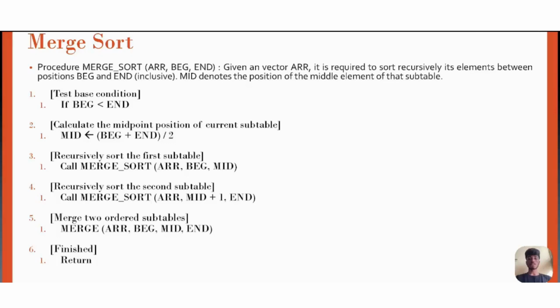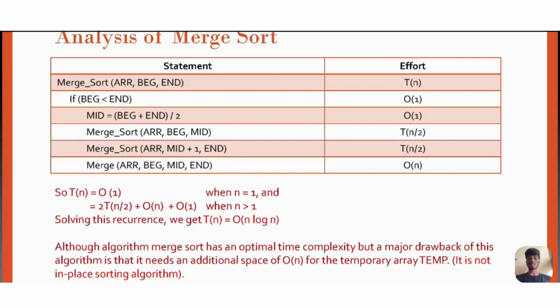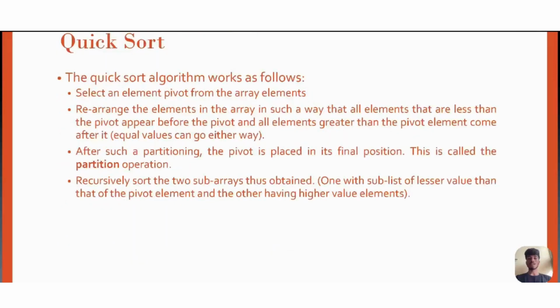Here you can see some analysis of merge sort. T of n equals 2 T of n by 2 plus bn plus c. Order of n log n in the best, average, and worst cases. The three different cases are the same in merge sort. Next we can see quick sort.